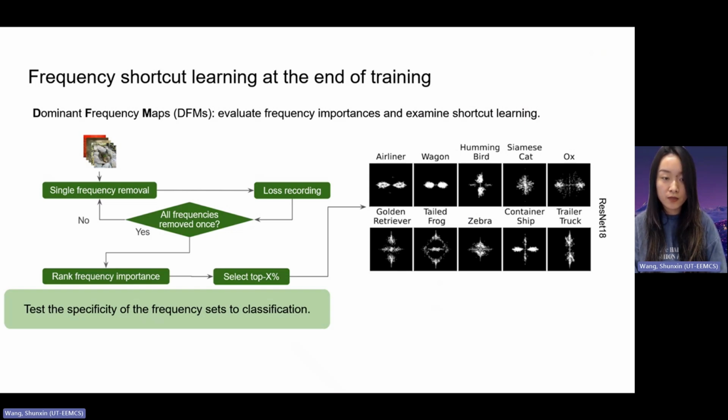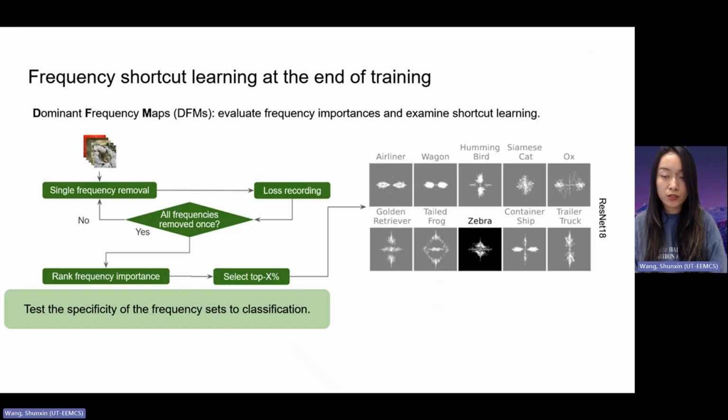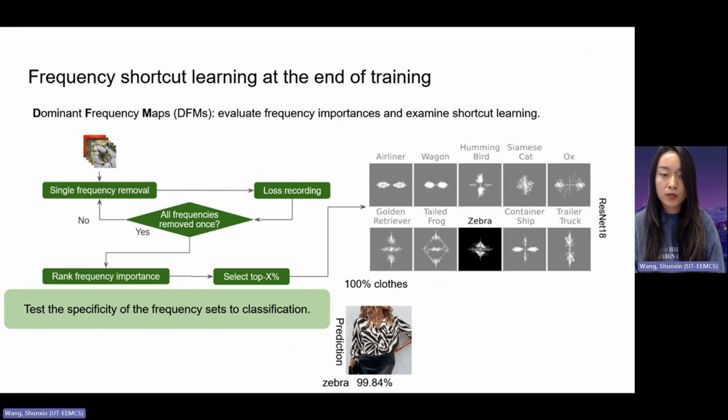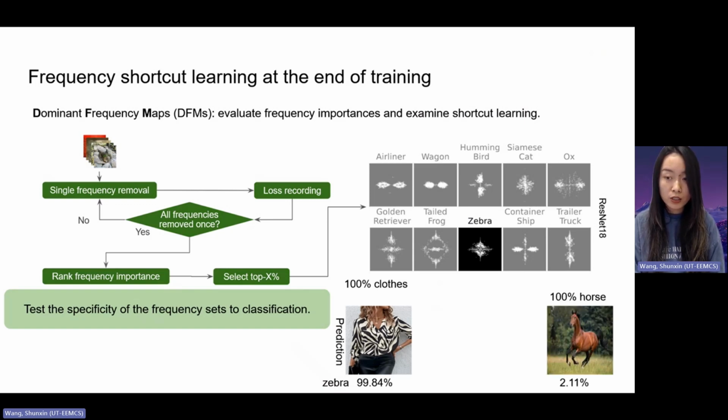We need to test the specificity of the frequency sets to classification, and it turns out that zebra is indeed one of the classes using frequency shortcuts. A typical example is provided here. If we feed the model a woman wearing zebra pattern clothes, it is predicted as zebra with super high confidence. But if we feed the model a horse image, it is simply misclassified, even though it has a similar shape to the zebra.